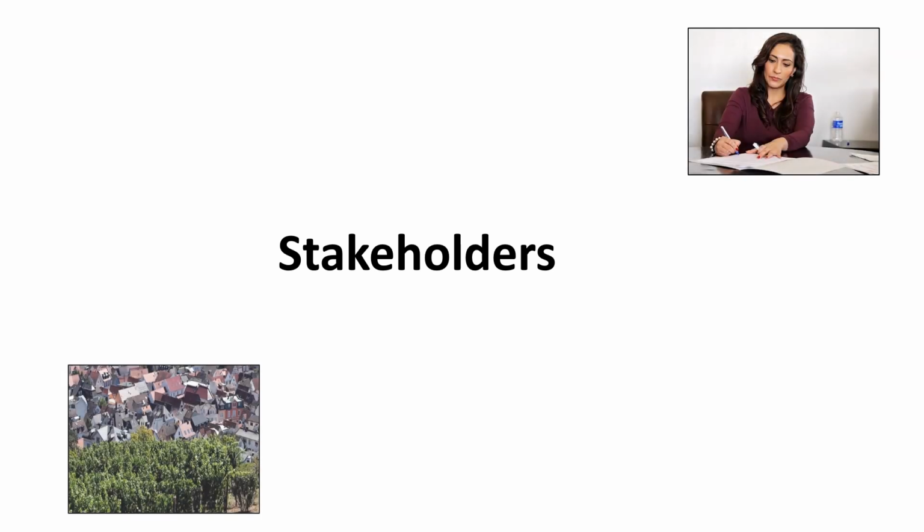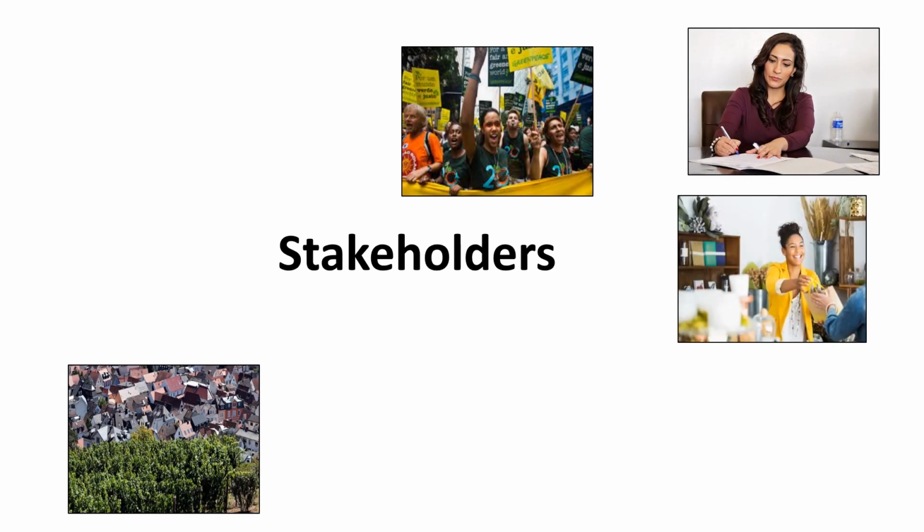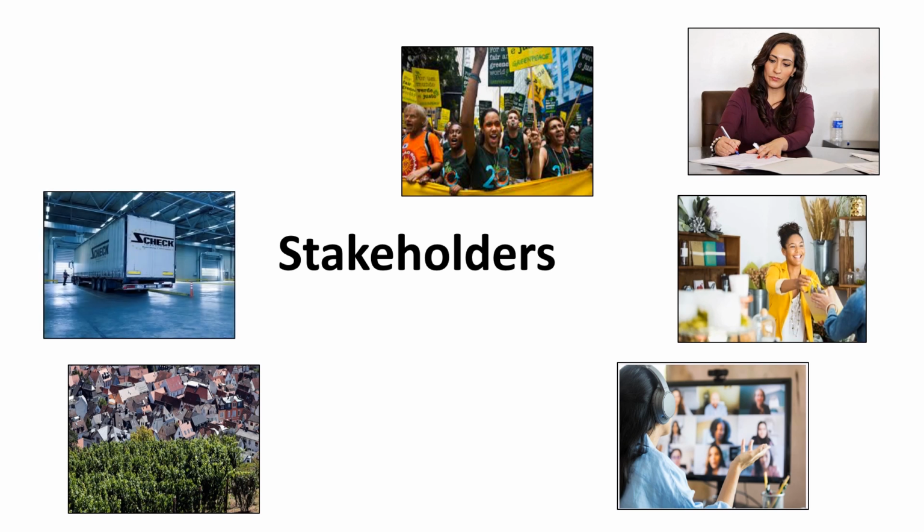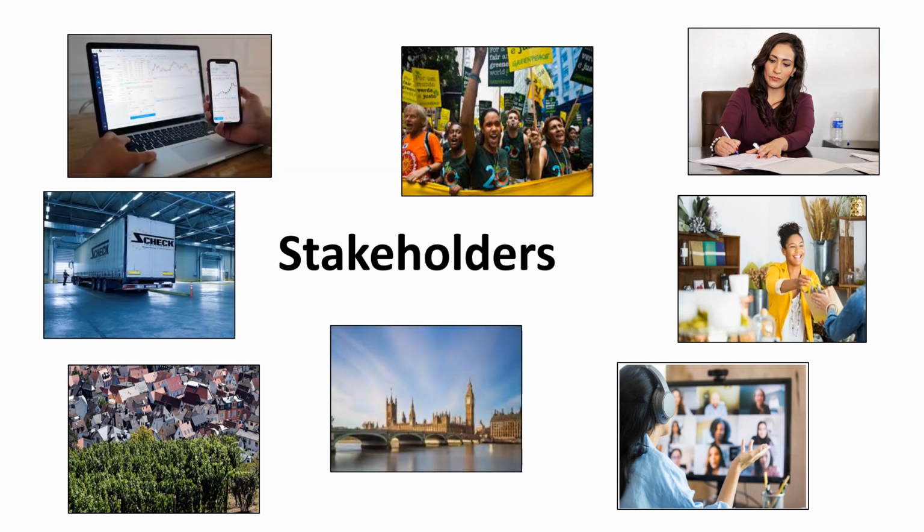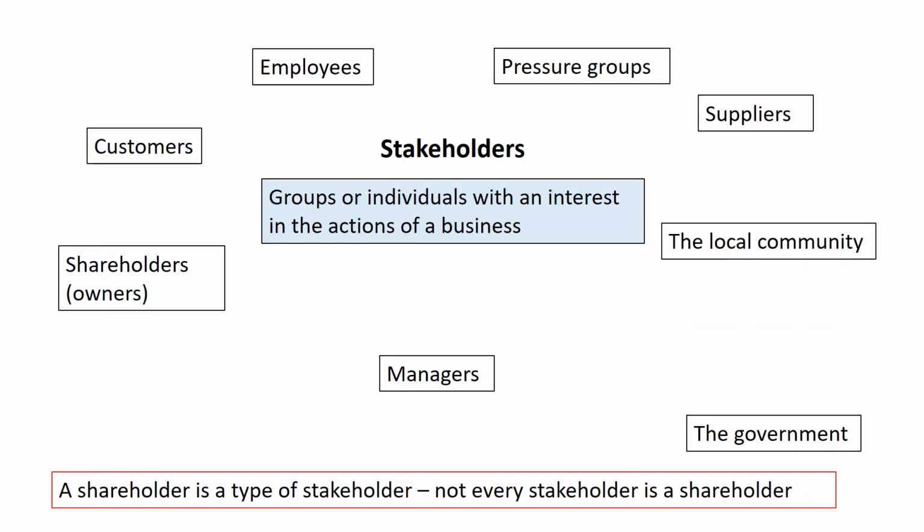Businesses need to be aware of their stakeholders, as many of them will be affected by its activities. Stakeholders are groups or individuals with an interest in the actions of a business. Examples of stakeholders are shareholders, owners, customers, employees, pressure groups, suppliers, the local community, managers, and the government. These are the 8 main types of stakeholder.